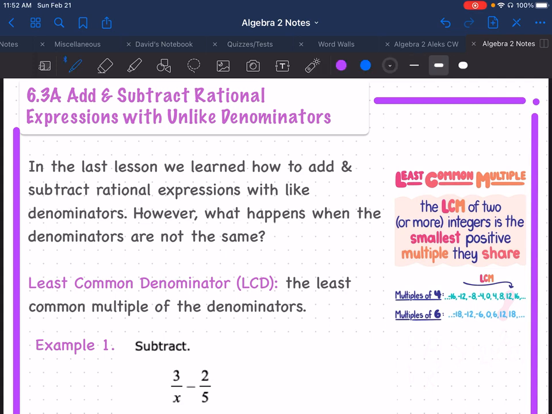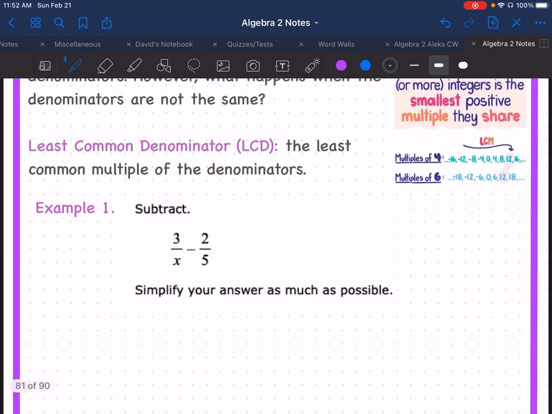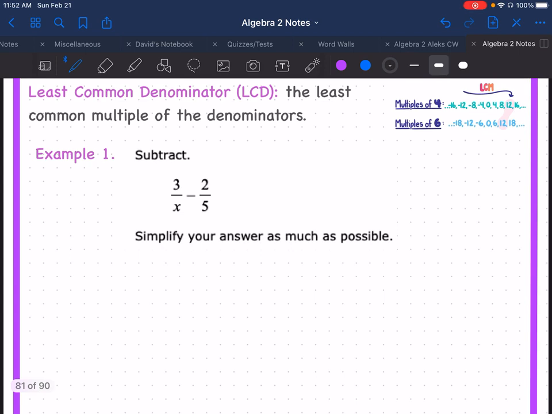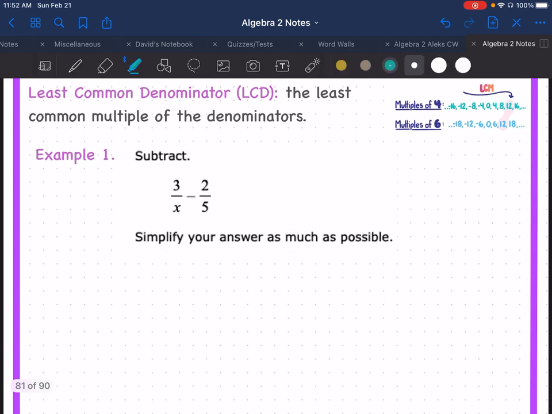I'm going to start with some very simple examples, and then we'll work our way up, okay? This is an example straight off of your Alex assignment, and it's asking you to subtract. I'm going to use my highlighters as much as possible to help me out. And I just have to remind myself that I am subtracting. Remember how we practiced looking at the denominator in the last one, but these denominators are not the same. These denominators are totally different. One is a variable, the letter x, and one of them is a number, 5.